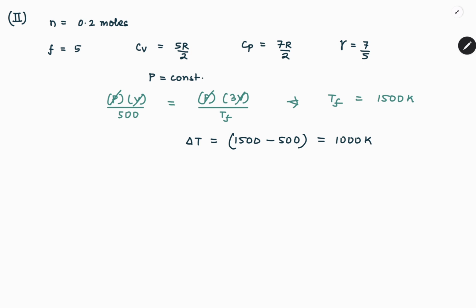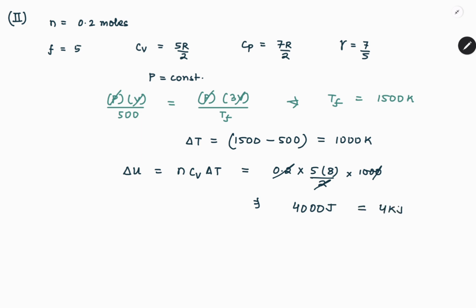And now we are looking for the change in internal energy. So delta U can be written as n Cv dT. So n over here is 0.2 mole. Cv is equal to 5r by 2, where r is mentioned as 8, divided by 2, and then multiply by 1000. So over here 0.2, this one cancels out. So we say 8 into 5 is 40 and double 0, joule. So it is 4 kilojoule.